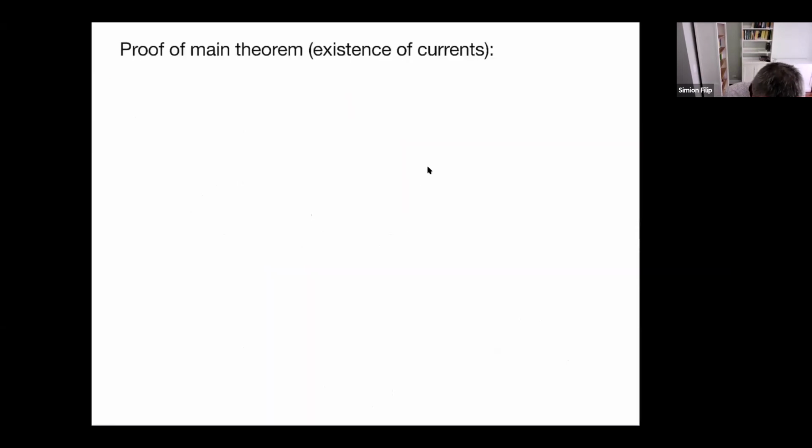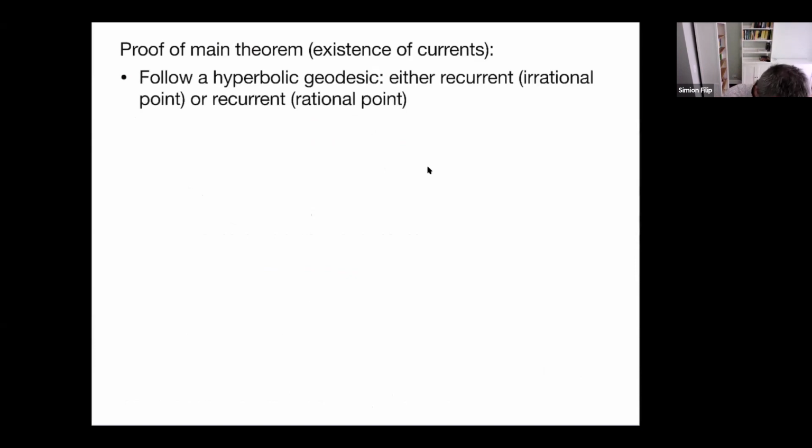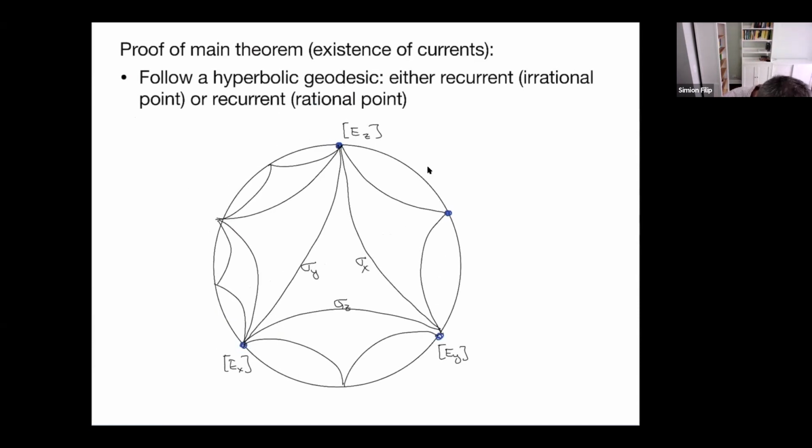Okay, so let me say a few words about the ingredients that go into the proof of the main theorem. What we have to do is take a look in the hyperbolic plane. Remember, we had this picture from the beginning. I want to take a hyperbolic geodesic that starts at the origin and goes to the boundary. And I have to follow it as it crosses different fundamental domains. Basically, two possibilities are available in hyperbolic space.